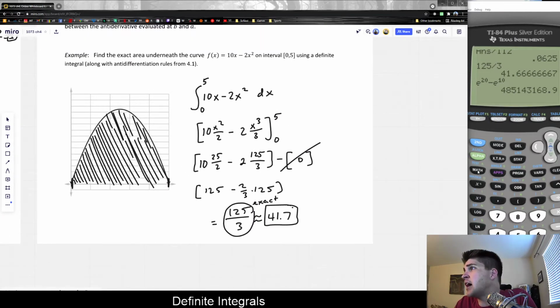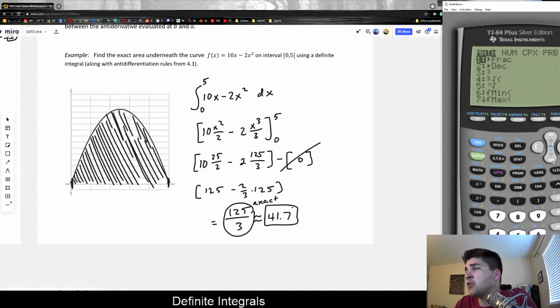Basically, within the math menu, I believe, you can find the integral command. The function int is the function integration calculation. And if you hit enter, it will actually create a little definite integral symbol here. So say we wanted to know the integral of 10x minus x squared from 0 to 5.